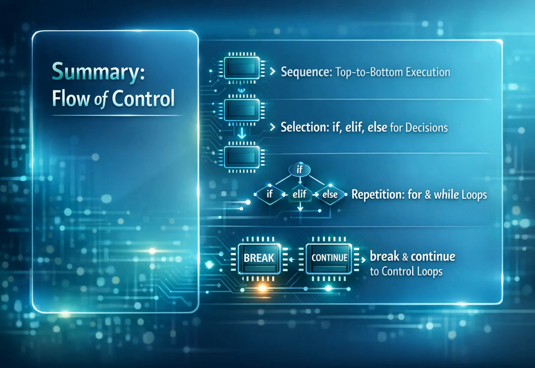To summarize Chapter 6, we mastered the 3 flow control structures: sequence for step-by-step execution, selection using if, elif, else for decision-making, and repetition using for and while loops. We also learned break and continue to fine-tune loop behavior. These are the building blocks of all real programs.